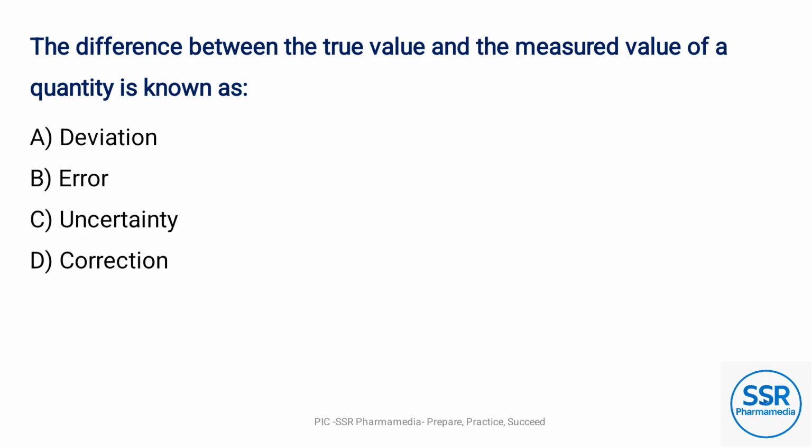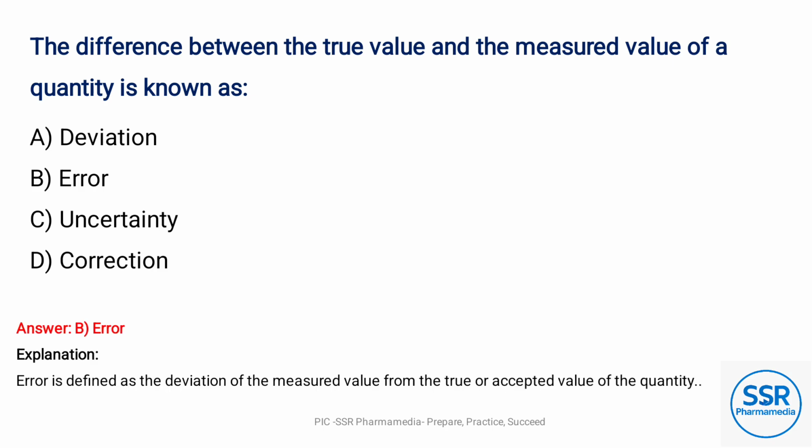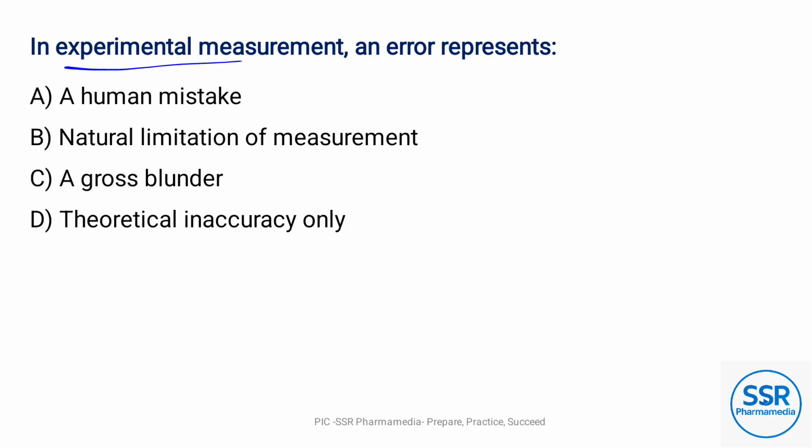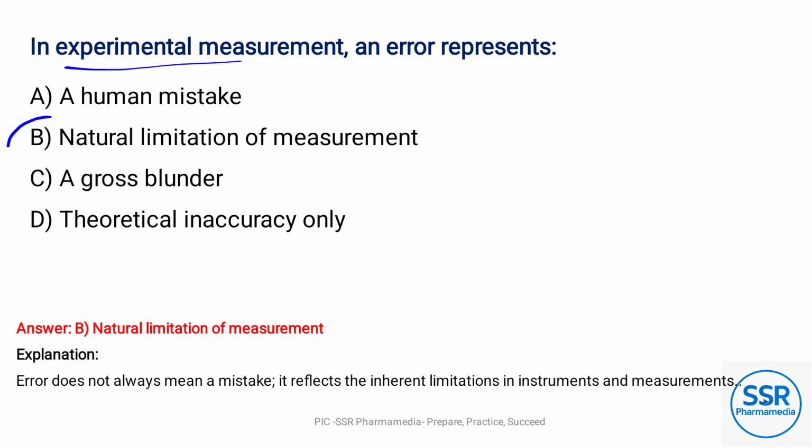So we'll move into the questions. The difference between the true value and the measured value of a quantity is known as? The answer is option B, error. Error is defined as the deviation of the measured value from the true value or accepted value of the quantity. In experimental measurement, an error represents? The answer is option B, natural limitation of measurement. Error does not always mean a mistake. It reflects the inherent limitations in instruments and measurements.